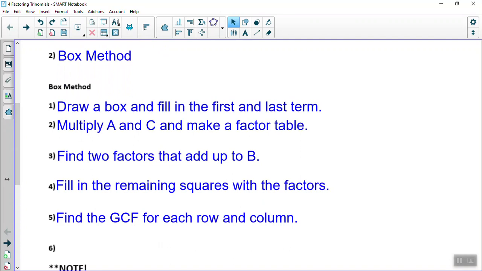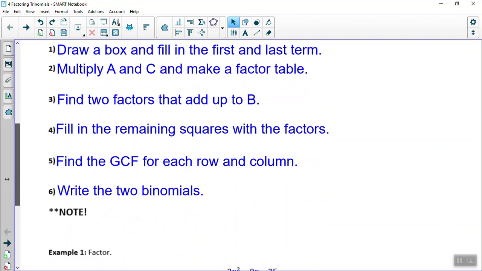Then we're going to find the greatest common factor for each row and column. And then we're going to write out our 2 binomials. It looks like a lot of steps, but I'm going to tell you right now that the first 3 steps are actually pretty quick and easy. Really, the first 2 steps are really fast and easy.